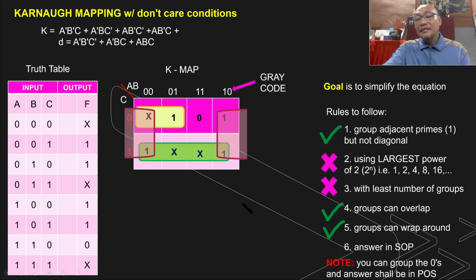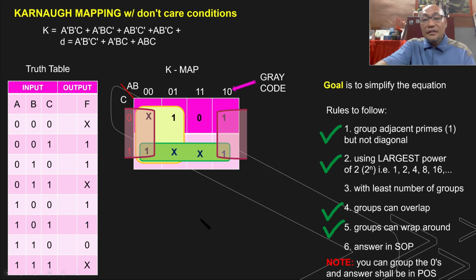However, there is a problem. It says that we did not use the largest power of 2 raised to n and we don't have the least number of groups. Maybe this one is wrong. Why? Instead of using these two only, we can have it group here. Then we can increase the power. Let's try to do that. However, there is still a problem. We don't have the least number of groups.